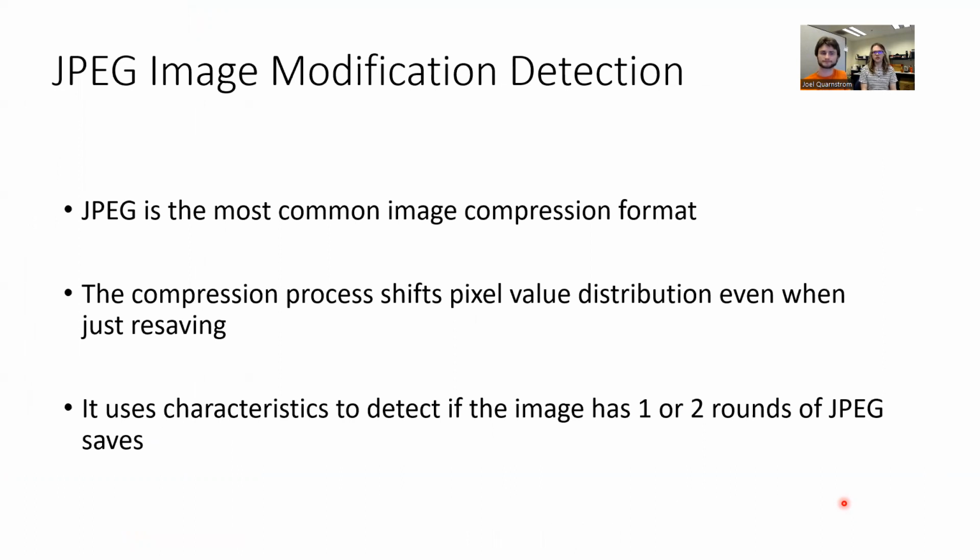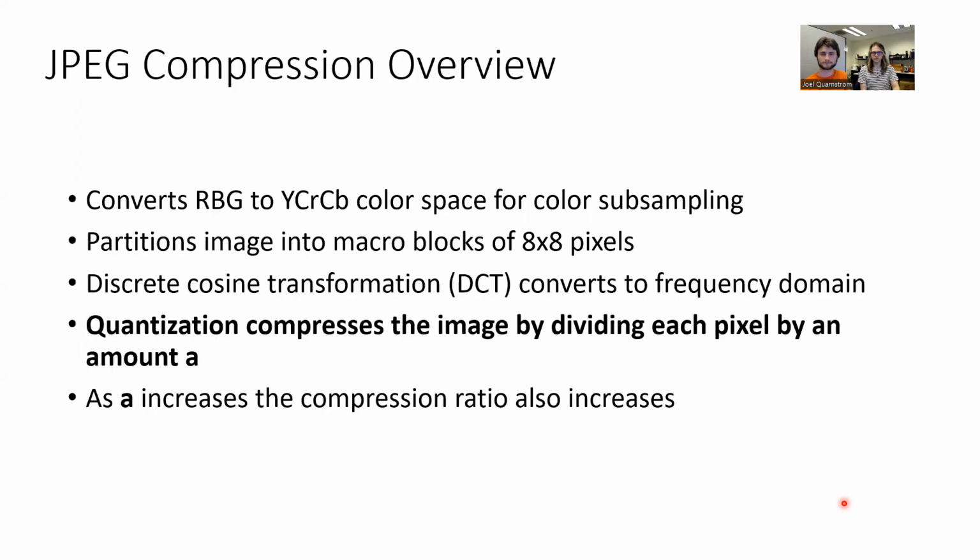And an important property of the JPEG compression format in terms of detecting possible forgeries is that it actually shifts the distribution of pixel values during the compression process. So when you take an uncompressed image and compress it, the distribution of pixel values changes. And also, when you do a second round of compression, even if the image is unchanged, the distribution of those pixel values can change again.